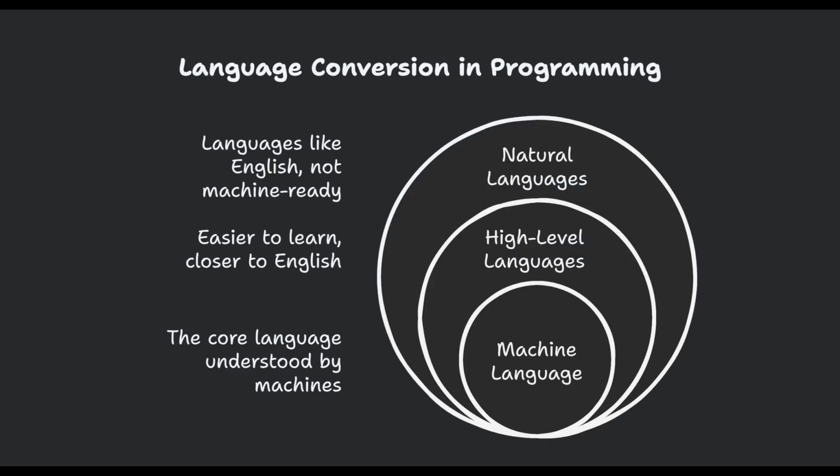Okay, so language conversion: a programming language is like English, easier to learn. It is very easy to learn the natural language, the high level language, and the machine level language. Natural language we know, and we are writing the source code in the high level language, that is Python, Java, C++, C#, all are high level languages, and that will convert into the machine level language.